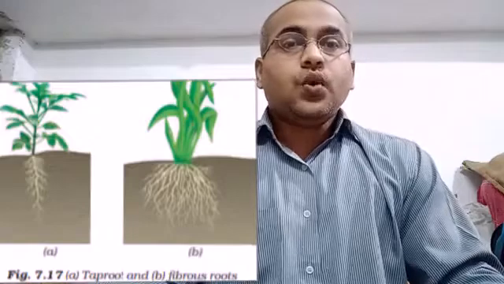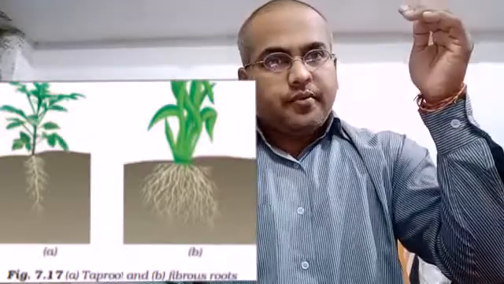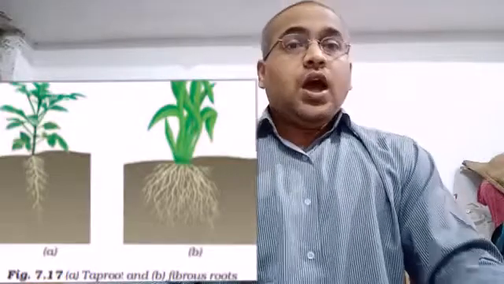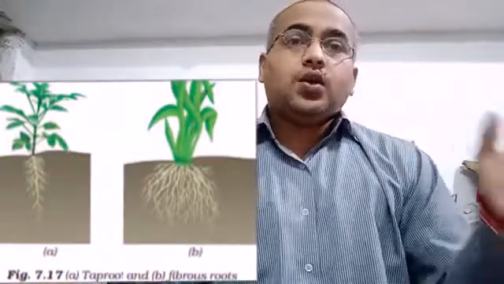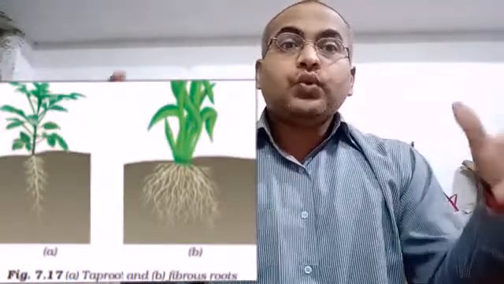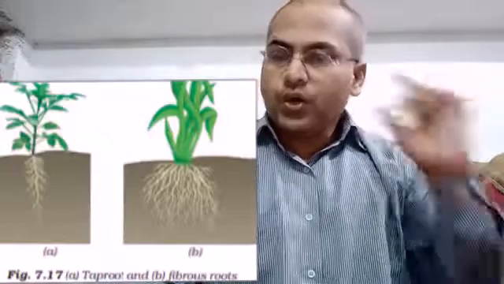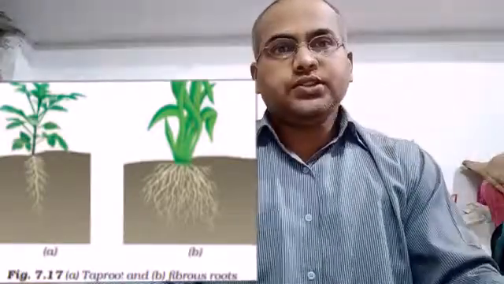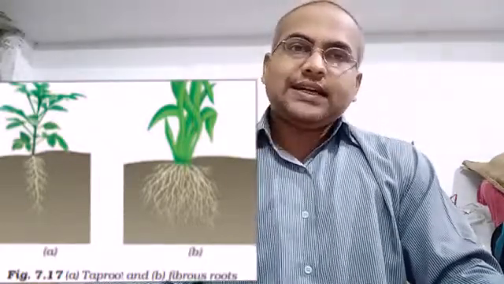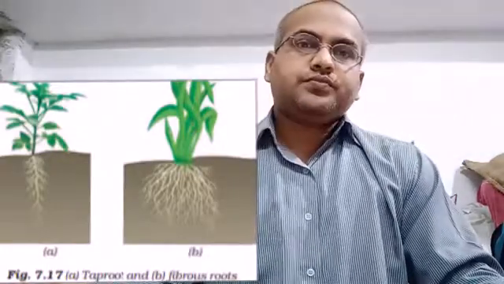Now we have to understand that there are some modifications in the roots. In the modifications, roots collect, or there is storing of food in the roots. There is storing of food in the roots, and this food we consume, like sweet potato, turnip, carrot. These all are roots. Dahlia.